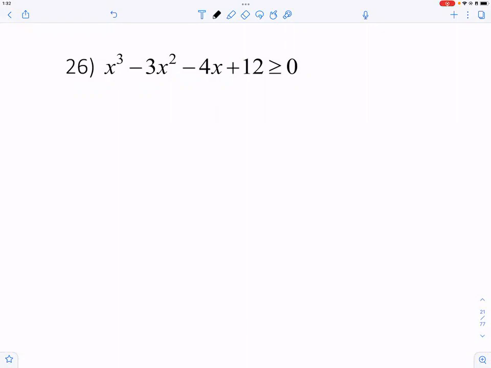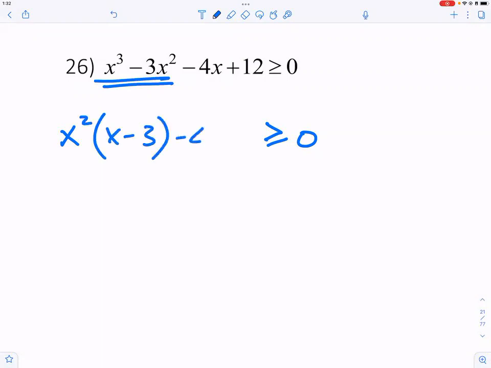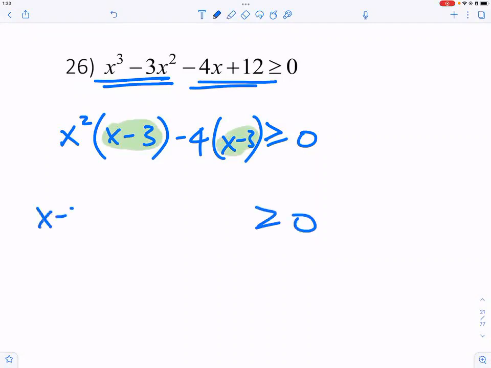Well, you have to show some mental math and say, wait a second, I think I see something. If you look at the first two terms, I can factor out the x squared. And if I look at it correctly, I can factor out a -4 for the last two terms. Make sure you factor them properly. And then I see that there's an x minus 3 here and x minus 3 right here. So you can factor out the x minus 3, and what's left is x squared minus 4.